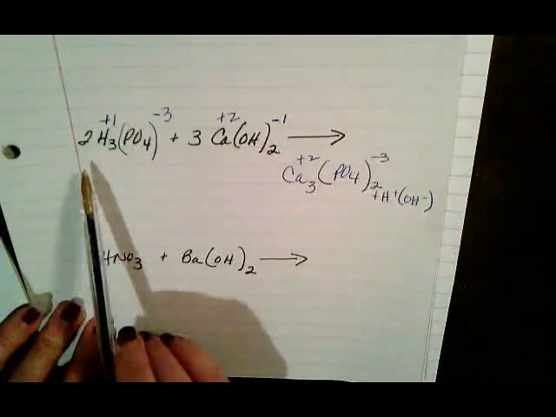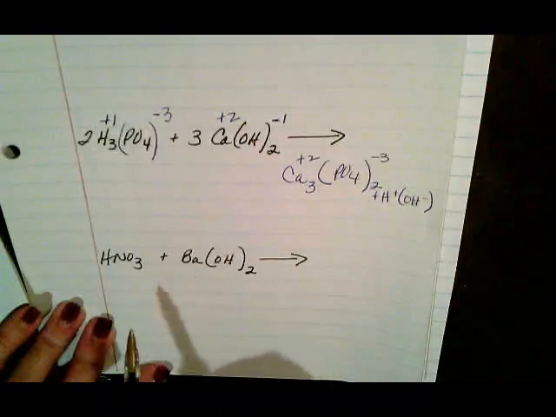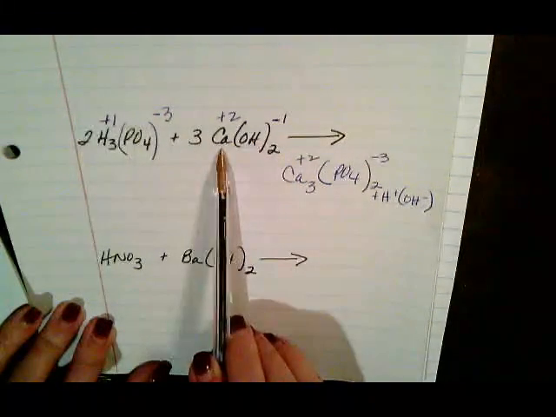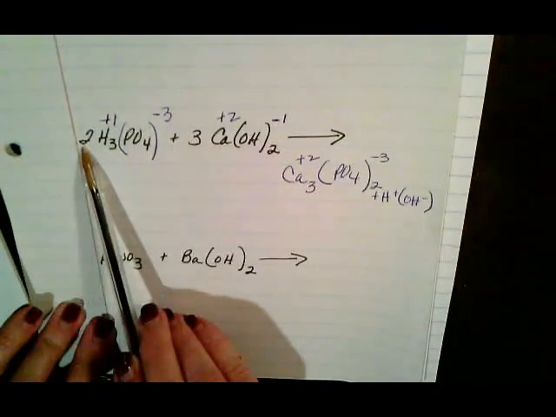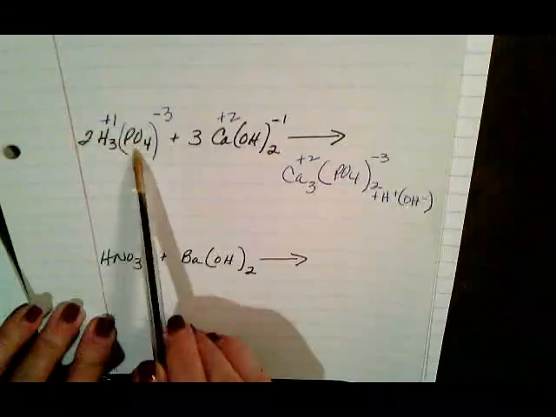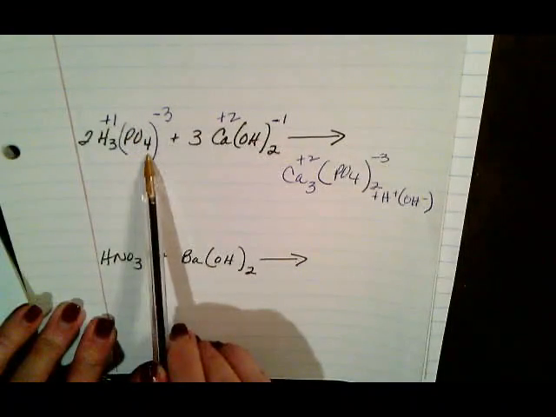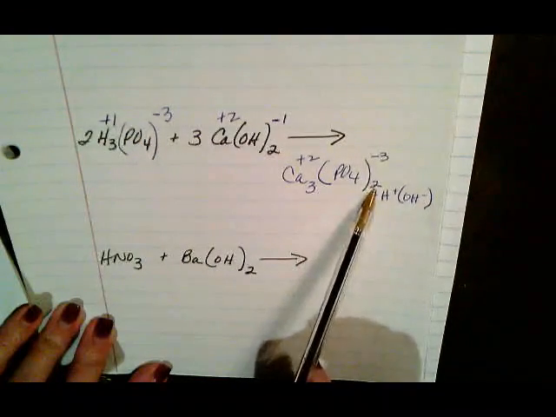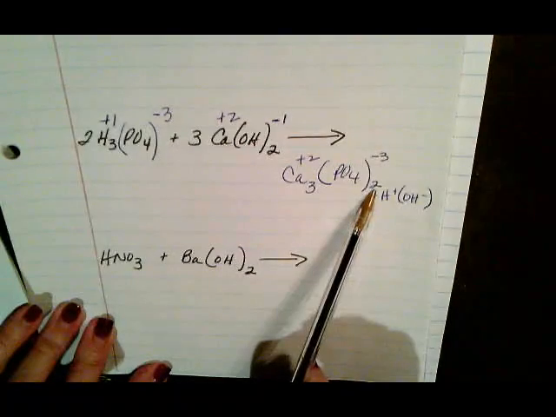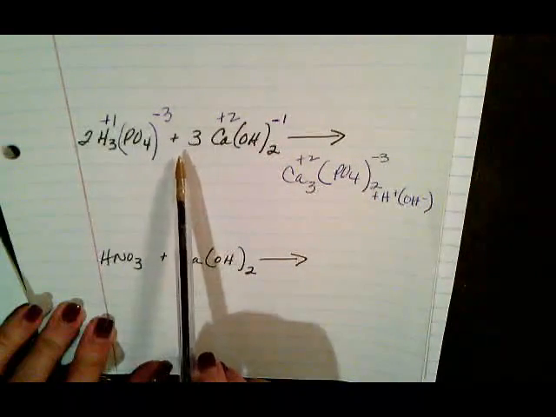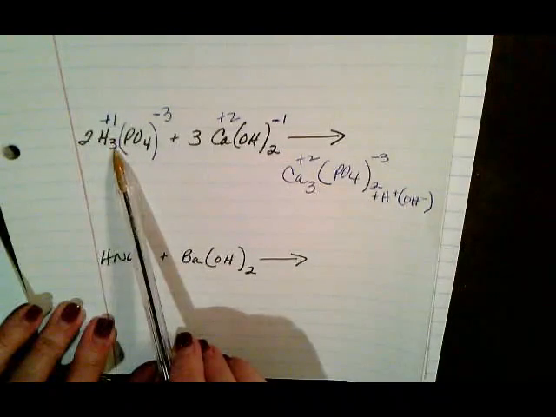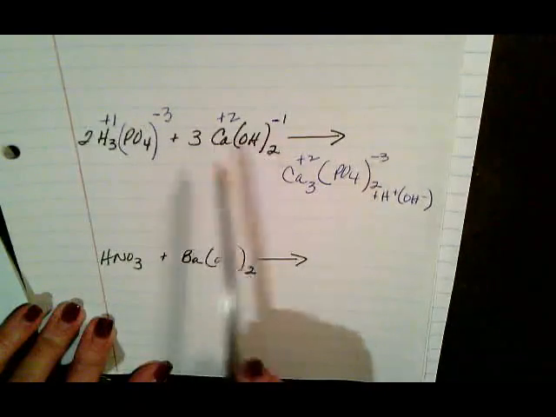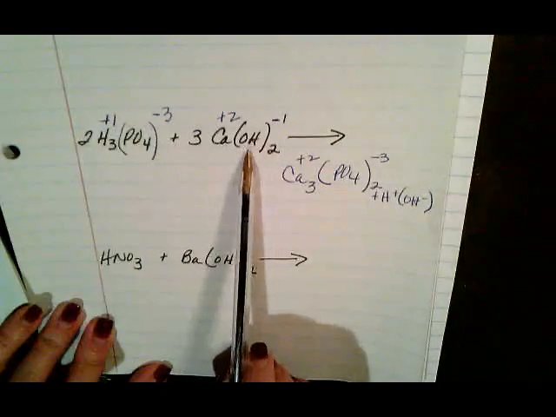So, let's see if we can do this by inspection. 3 Cas, 3 Cas. All right, that's nice. 2 PO4s, 2 of them. All right, I'm liking it. And then we have 6 H pluses. I don't have any 6s over here. And then 3 times 2 is going to be 6 OH minuses.